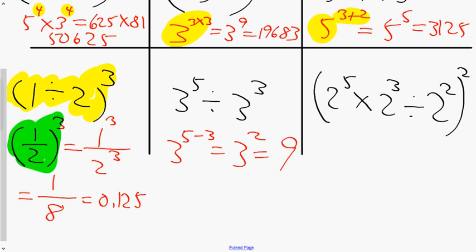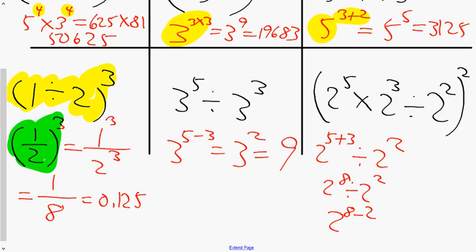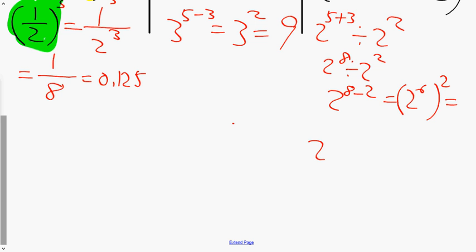And our last question, we're going to keep our base and add our exponents, or 2 to the 8 divided by 2 to the squared, which we're now going to keep our base and subtract our exponents to give us 2 to the power of 6 squared, which we're then going to, using law number 3, keep the base and multiply our exponents. We're going to get 2 to the 12, which is equal to, I think, 4,096.